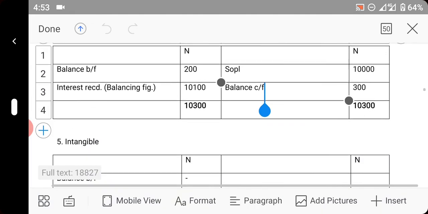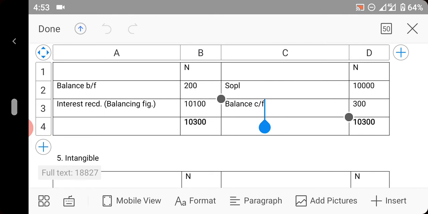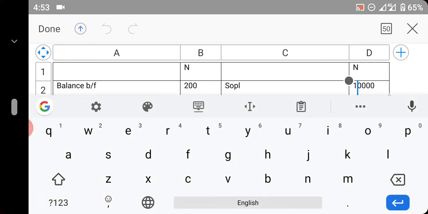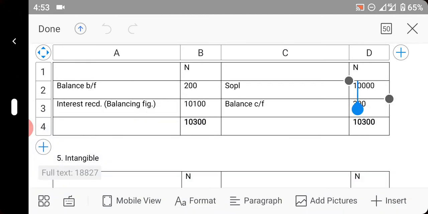Is that understood? Now, if there was any interest we received, it will be here, at this side. So since this is interest received, the difference will give you 10,100 naira. So this is the interest received balancing figure. This is the cash of interest received, and you must know how to treat all these items in your cash flow. But we are not after that. We are after building you on the ability to understand how the workings are done. If you get your workings perfectly well, you definitely pass the exam.